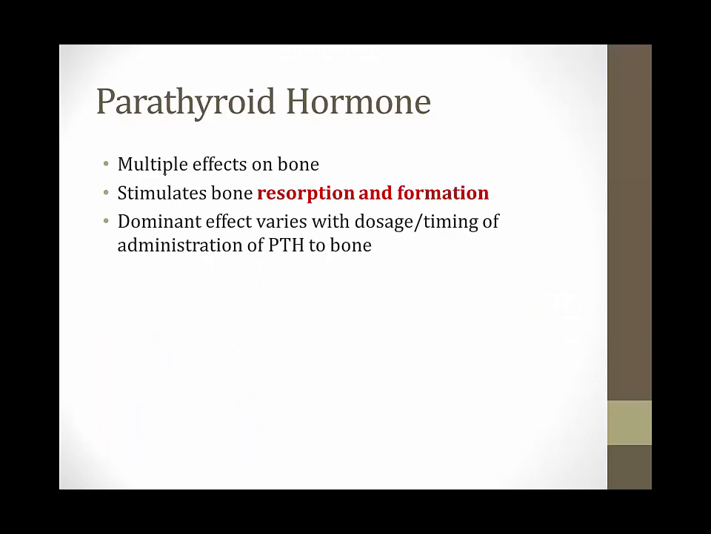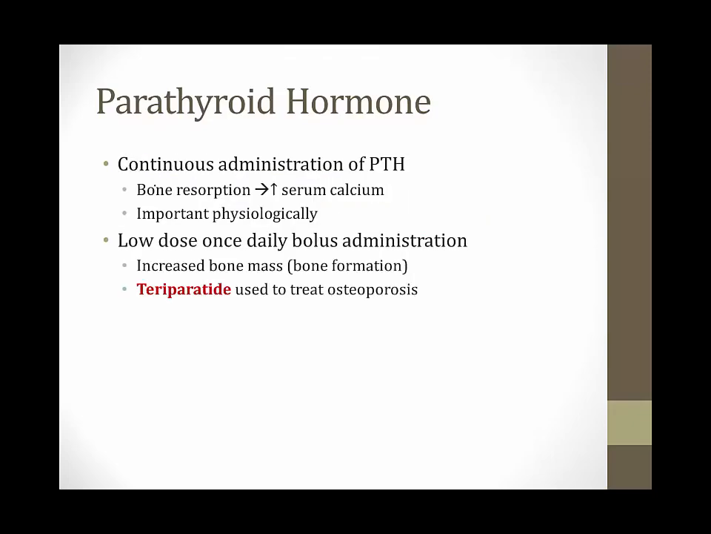Now I'm going to talk about the effects of parathyroid hormone on bones, and this can be a point of confusion for students because parathyroid hormone has multiple different effects on bone. It can stimulate both bone resorption and formation, and the dominant effect varies with the dosage and timing of administration of parathyroid hormone to cells in the bones. If you administer parathyroid hormone to bone cells and bone tissue continuously, you will see bone resorption and a rise in the serum calcium level. And this is the way the parathyroid hormone works physiologically, to raise the serum calcium level and keep it normal, or to raise it in the setting of hyperparathyroidism.